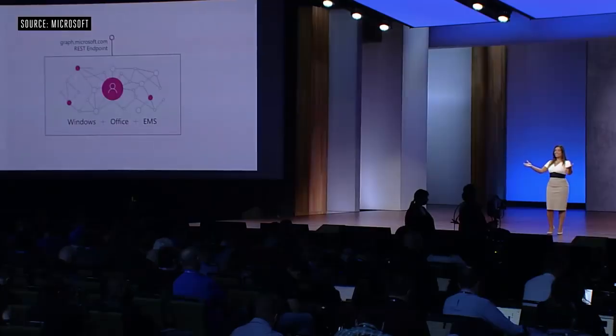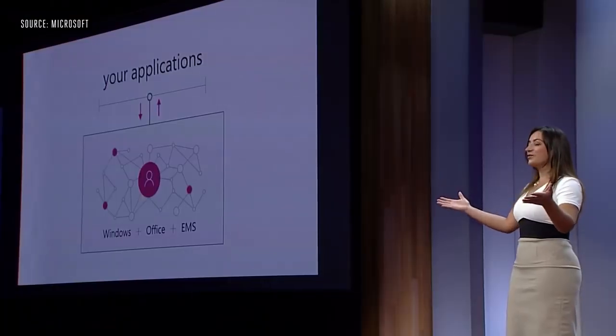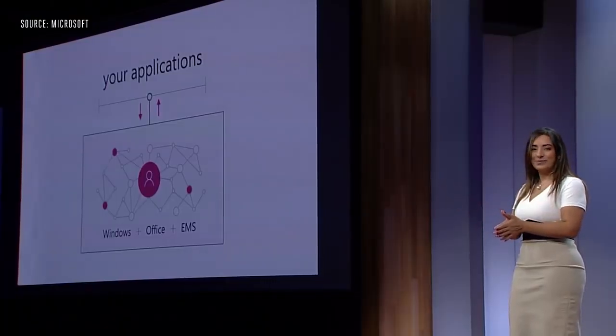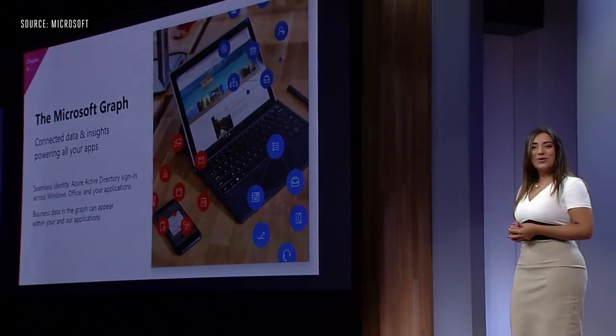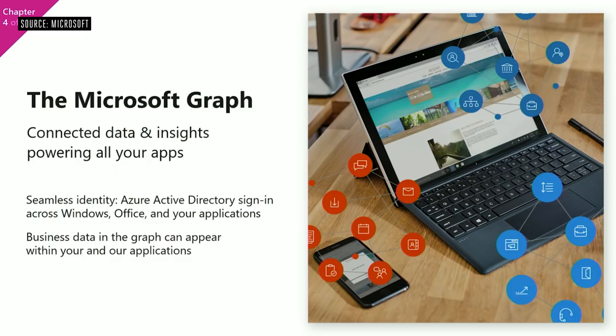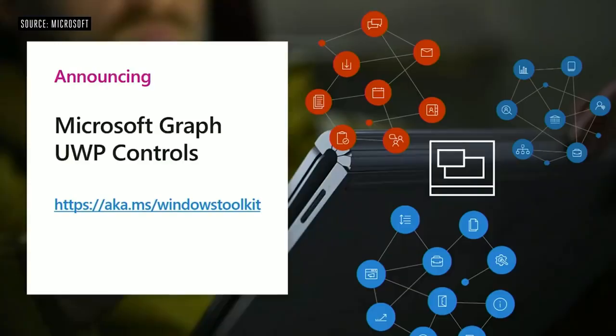For developers, Microsoft Graph is accessible through one single unified REST API endpoint, graph.microsoft.com. You can connect to Microsoft Graph to power your own app experiences. By doing so, your app will be able to sign in users seamlessly with the same identity that is used by Windows and Office, and you will be able to use the same business data that Microsoft 365 apps use. To make it even further, I'm happy to announce that we're making the new Graph UWP controls available today.